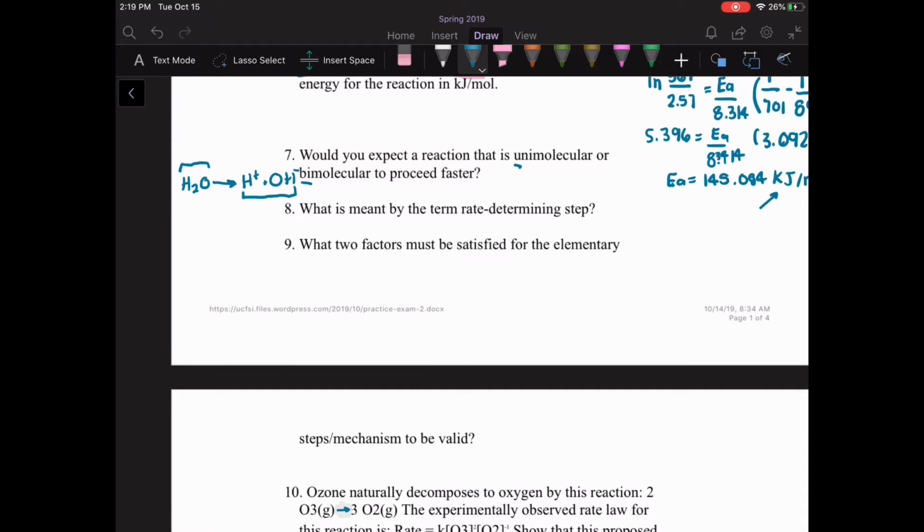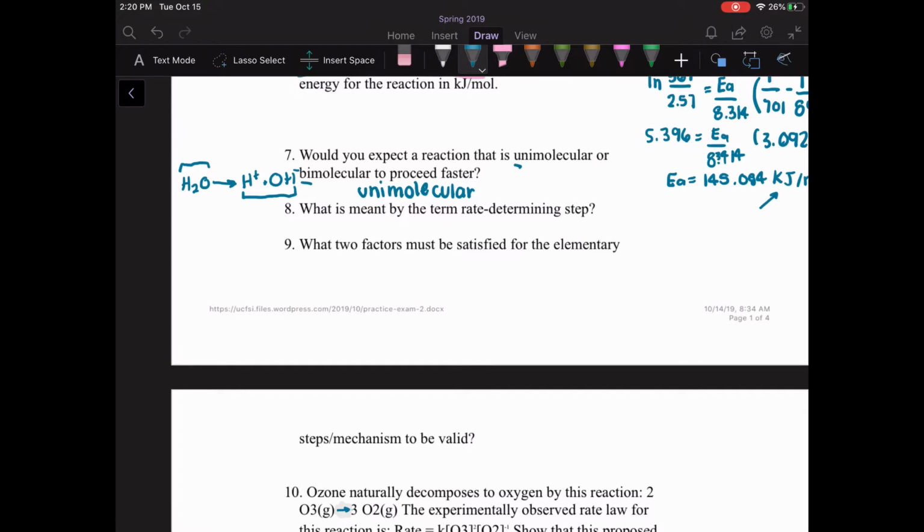to form water. So something that is unimolecular only has to depend on the concentration basically of itself, versus, let's say, something that's bimolecular, you need to worry about 2 different components. So I would expect something that is unimolecular to proceed faster solely because I don't have to make sure 2 different substances are oriented properly, have enough energy to react. I'm only worrying about one thing. So pretty common sense, you would think something unimolecular would react faster.